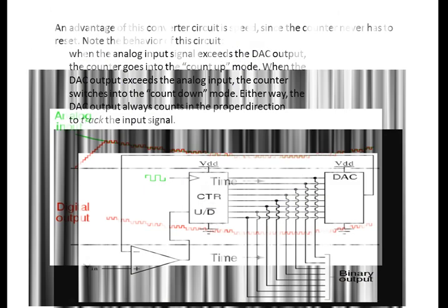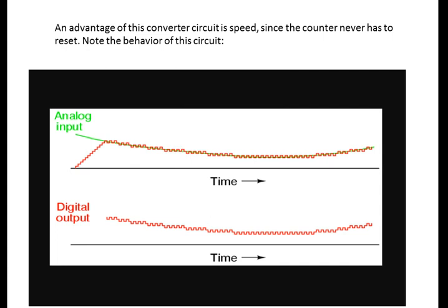So here, this diagram represents the advantage of the converter, that is speed. Since the converter never has to reset, whereas in the previous case every time the DAC converter has to reset in order to count the next number, in this case the converter never has to reset, so the time will be saved and the speed will be increased.